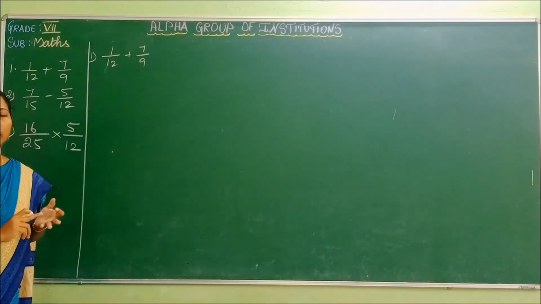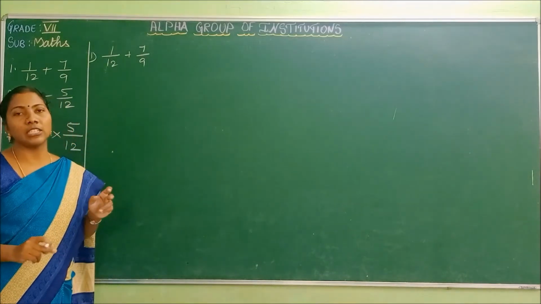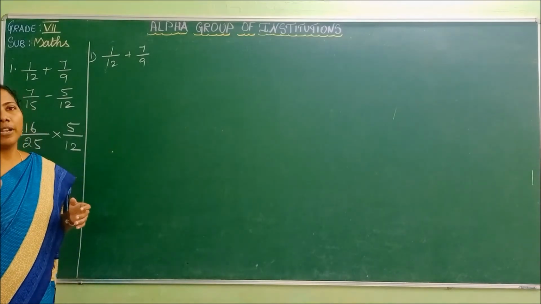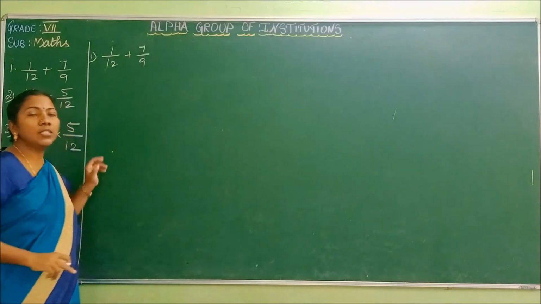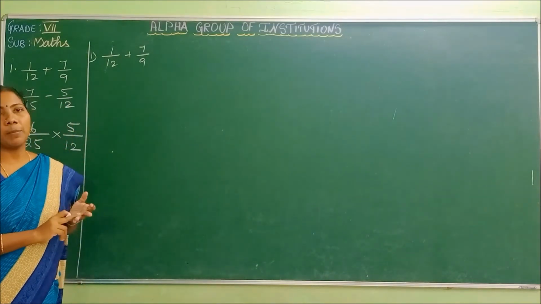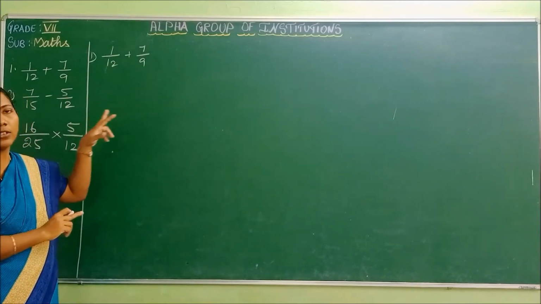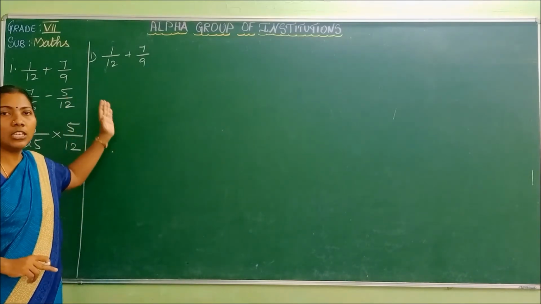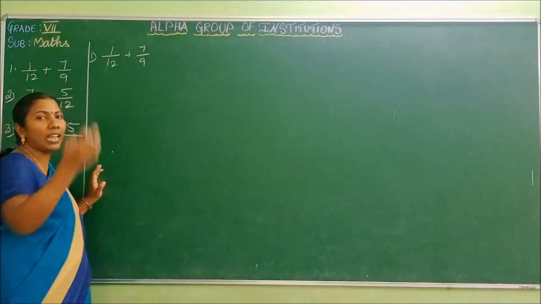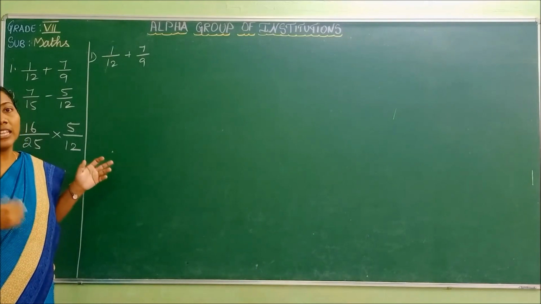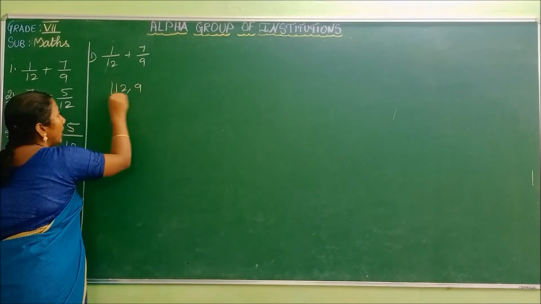We can add or subtract the fractions if they are like fractions. What are like fractions? The denominators should be the same. If the denominators are the same, we can easily add or subtract the given fractions. But see here, the given two denominators are different. So we have to make these two fractions like fractions. How do you make the given two fractions like fractions? Yes, by finding the LCM of their denominators. What is the LCM of 12 and 9?